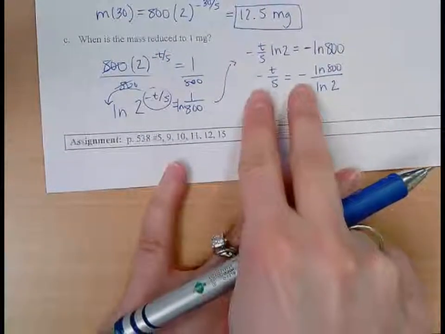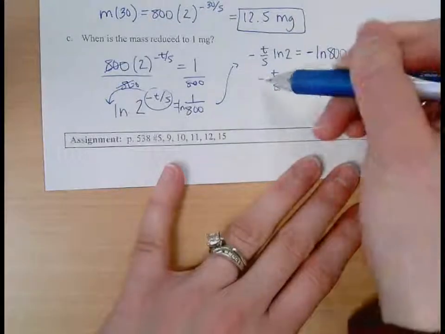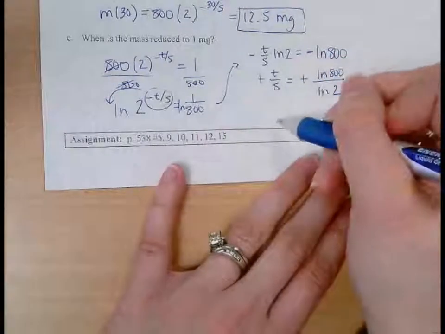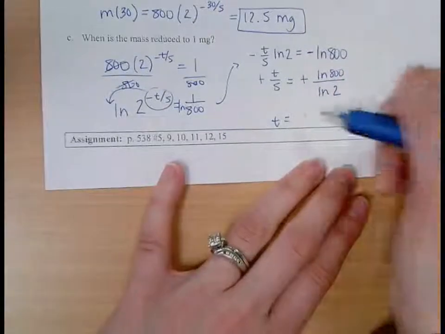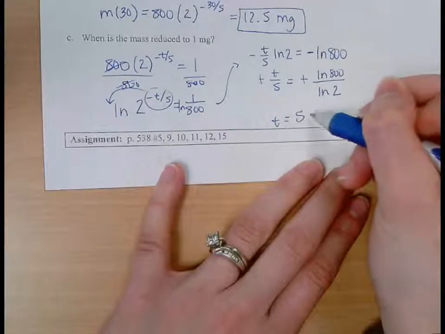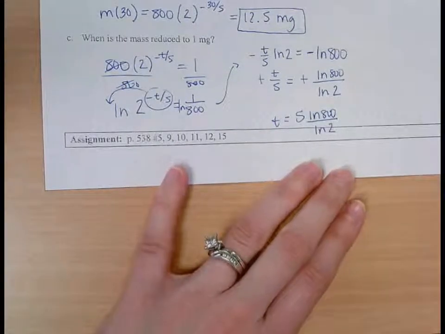I could also say both sides are negative right now. So that really means if I divide each side by negative 1, it can change into positive, multiply by 5. So t as an exact answer would be 5 times natural log of 800 divided by natural log of 2.